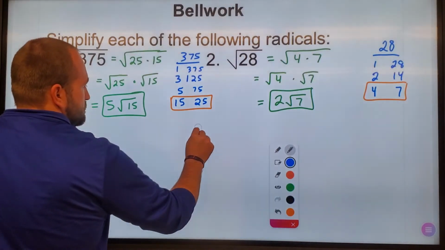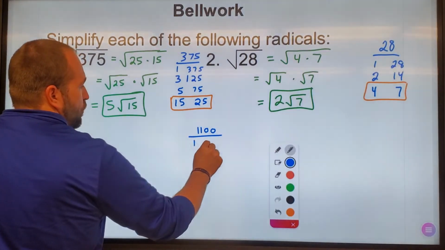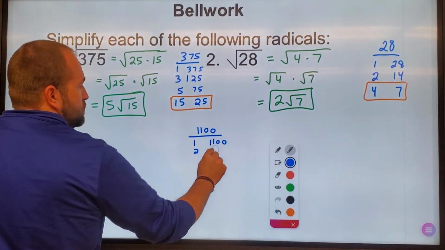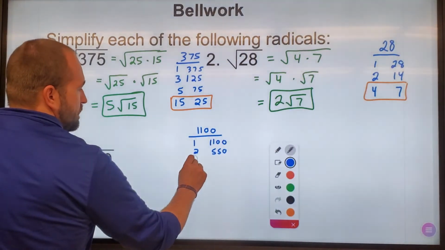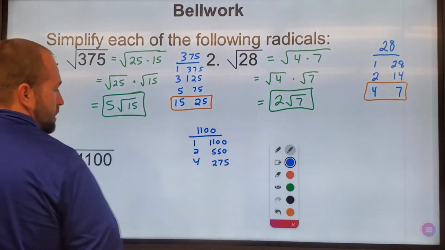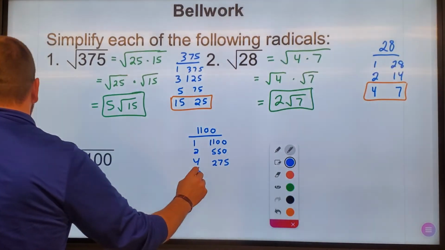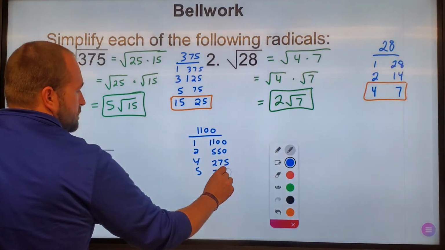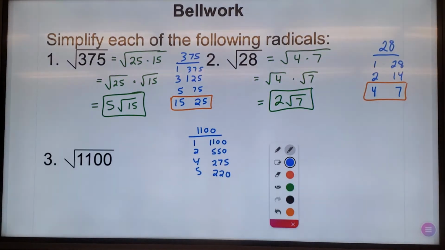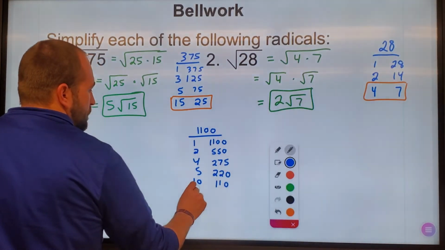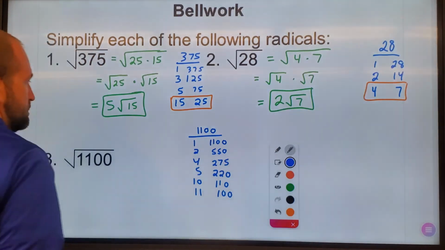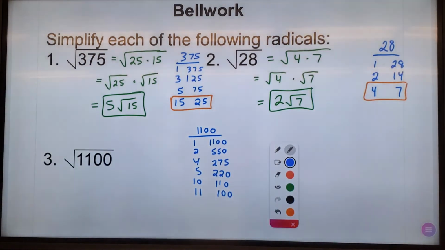But 1100: 1 times 1100. 2 times 550. 3 does not work. 4 times 275. 5 times 220. 6 does not work. 7, 8, 9 do not work. 10 and 110. 11 and 100. 12 through 19 will not work, but 20 and 55.